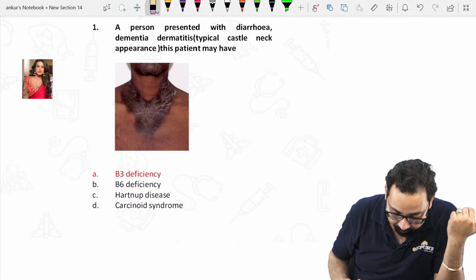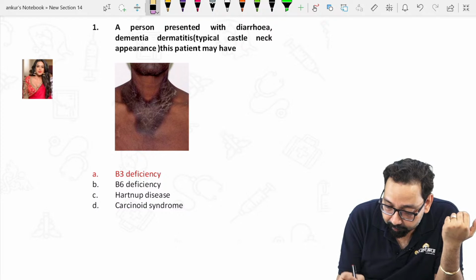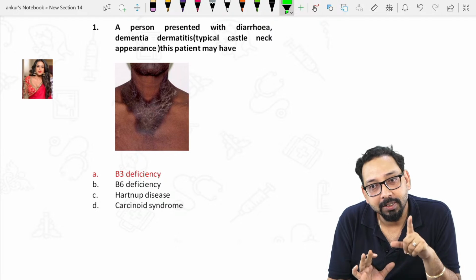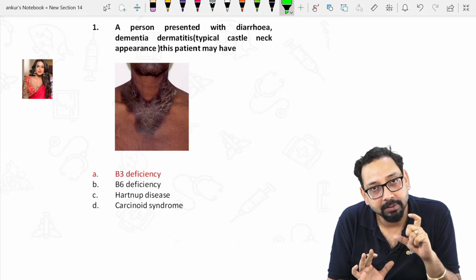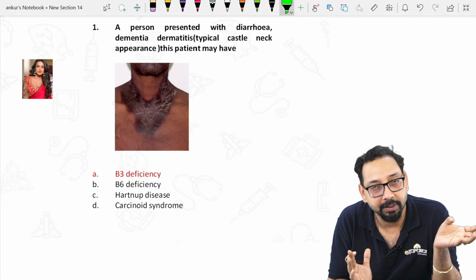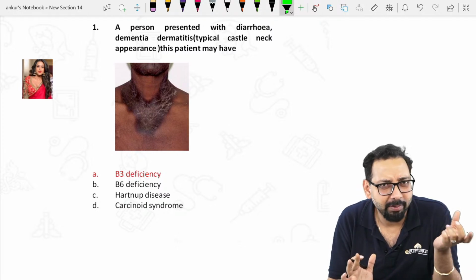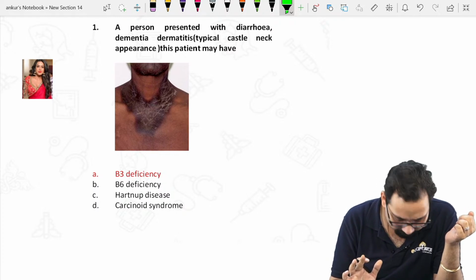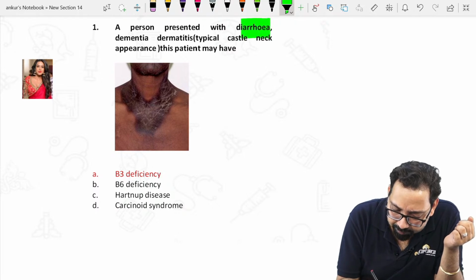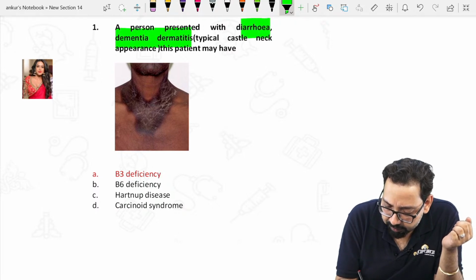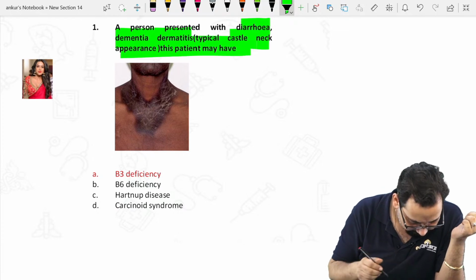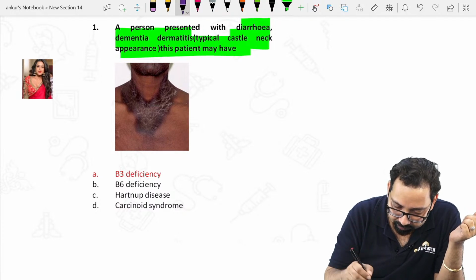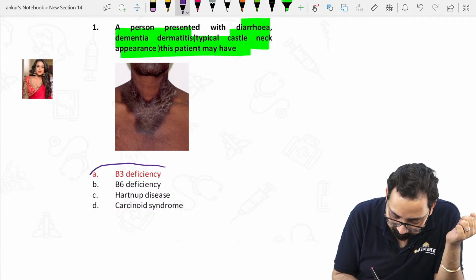coincidence. A person presented with diarrhea. These thoughts are not my own thoughts. I started making a mnemonic and then I realized that it can be connected in this way. Yes, castle neck, very good. So, diarrhea, dermatitis, dementia, dermatitis, typical Casal neck appearance. What is the answer? In this, the answer is B3.